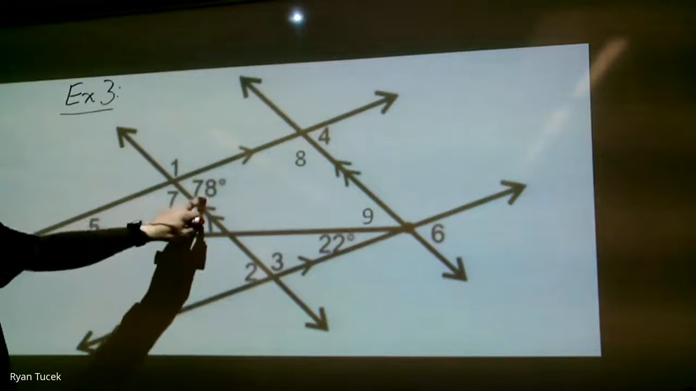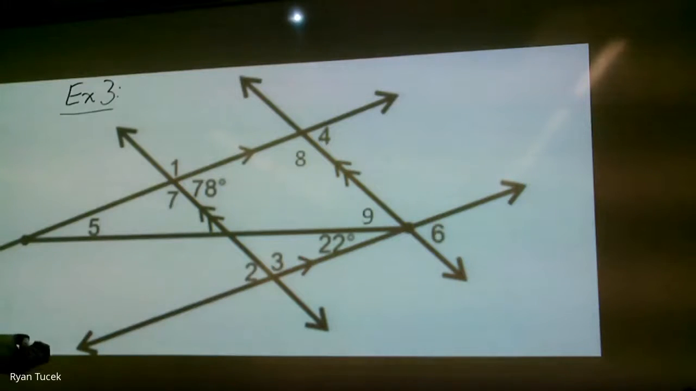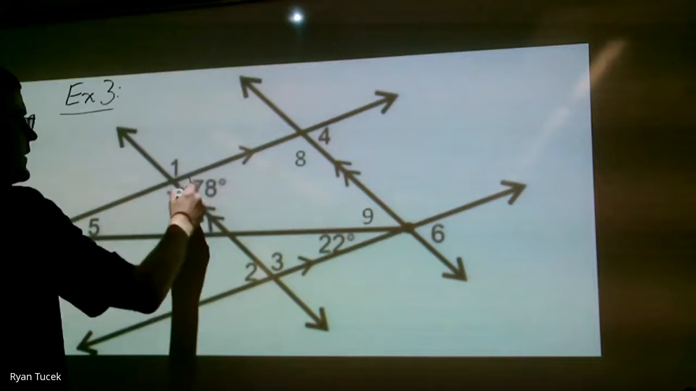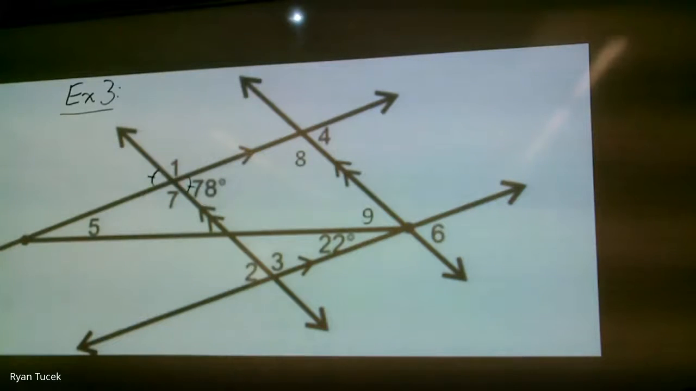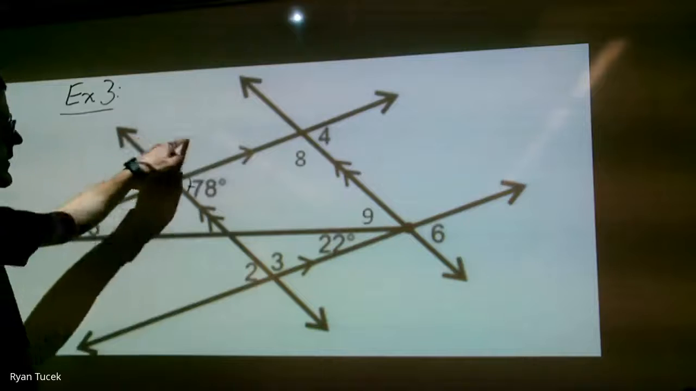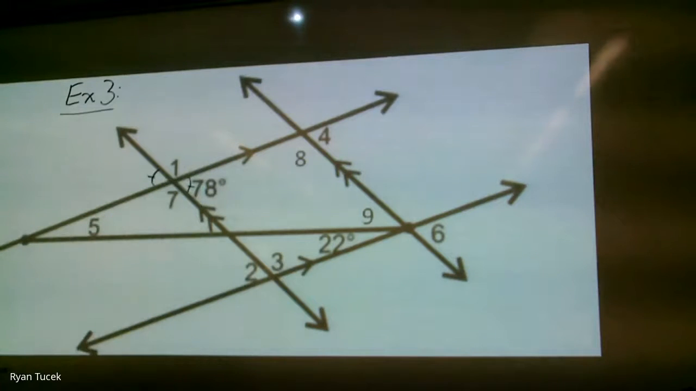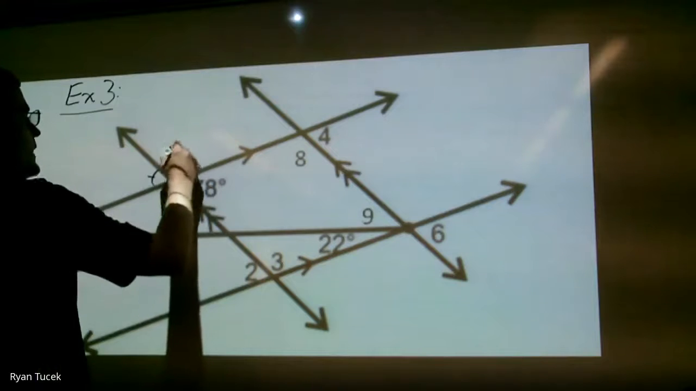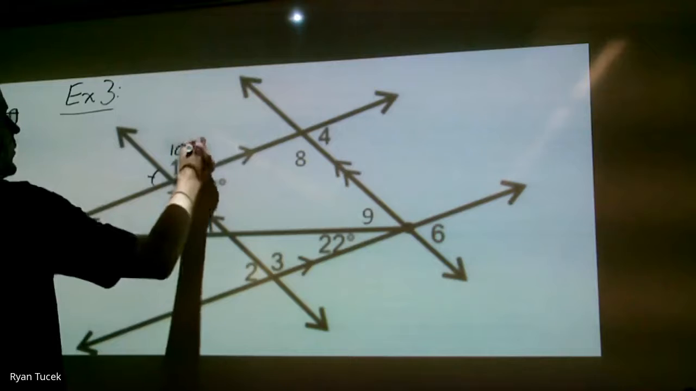They give us 78 degrees here and 22 degrees down low. So the question is, what are the other 9 angles? I'm going to start with 78 degrees, and if I know this is 78 degrees, I know this one right here is 78 degrees as well, just from our vertically opposite angles. If I take 360 all the way around here and cut it in half, 180 minus 78 gives me 102 degrees right here for number 1.